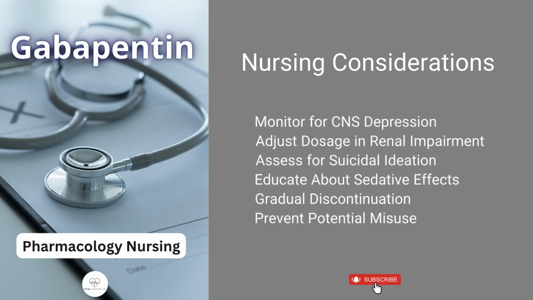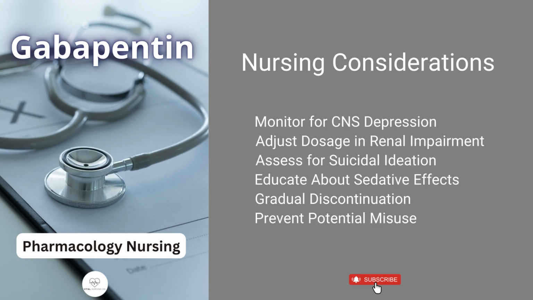Nursing considerations. Remember that as nurses, we play a critical role in ensuring the safe administration of medication. Here are some nursing considerations. When administering gabapentin, nurses should monitor for CNS depression, adjust dosage in renal impairment, assess for suicidal ideation, educate about sedative effects, gradual discontinuation, and prevent potential misuse. Let's go over these in more detail, and these are very important considerations.